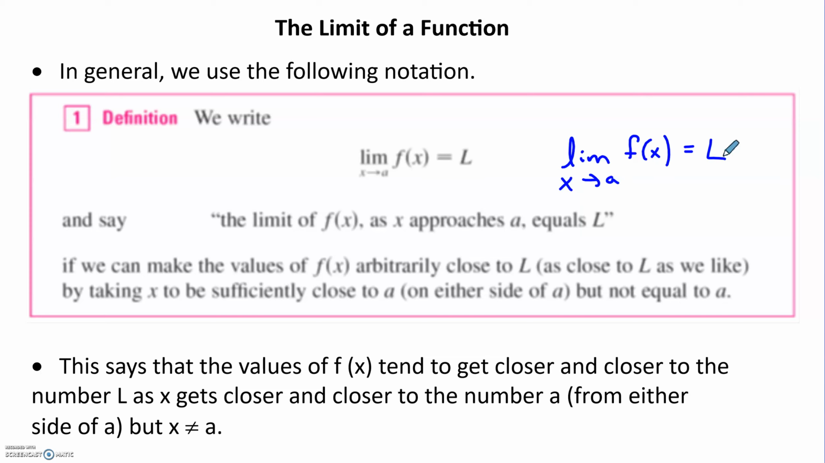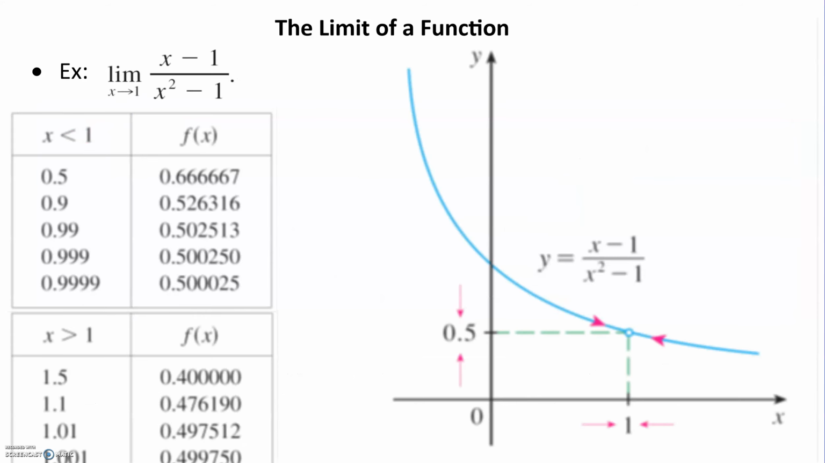And essentially, what we're trying to say here is we're going to find the values of our function as they tend to get closer and closer to our value L. That L will be our y-coordinate when x is getting closer and closer to the value of a from either side, but x does not equal a. And I know that seems a little bit tough. Why would we not let x equal a if we're trying to find the trend of behavior as x approaches a? And so the next example, I think, will help clarify that some.